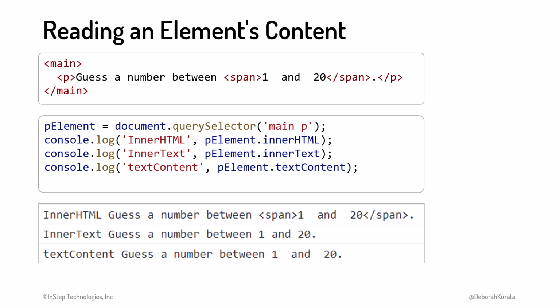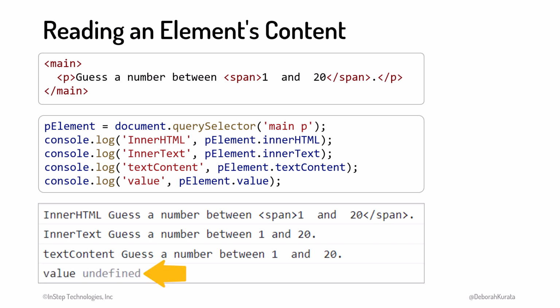In the console, it displays the extra spaces. But since it's only getting text, it doesn't display the span element. value gets the value of the element and is often used with controls such as input elements. The paragraph element does not have a value in this example, so it displays as undefined in the console. We'll get the value of an input element in the upcoming demo.